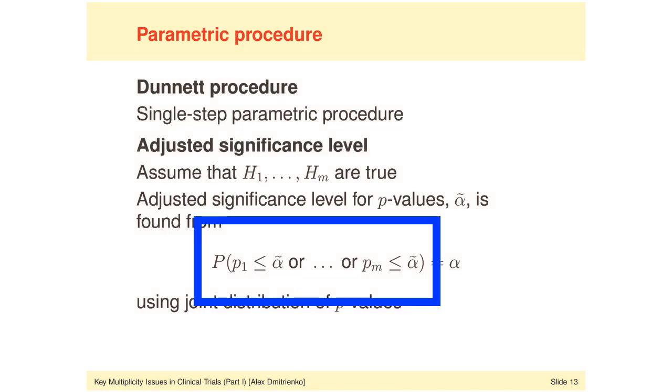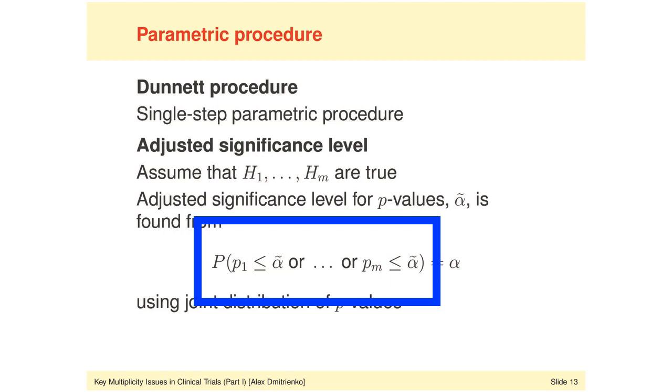The basic Dunnett procedure, the single-step Dunnett procedure, is a parametric version of the Bonferroni, which means that it's a single-step procedure in which a common adjusted significance level is used for all p-values, and this adjusted significance level is found by utilizing the joint distribution of those p-values.